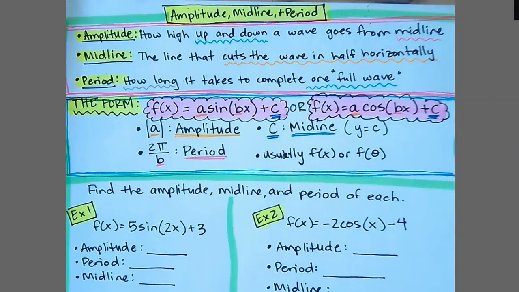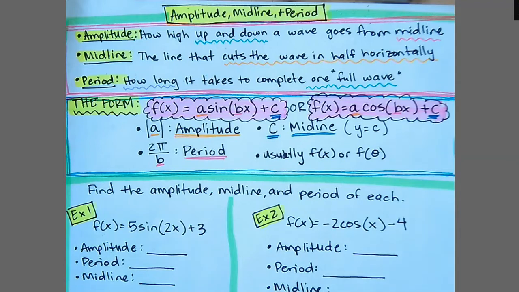Alright everyone, today what we're going to be learning about is amplitude, midline, and period. Last time we were talking about the sine and cosine function, and I sort of introduced you to amplitude, midline, and period, but we didn't exactly call it that. First we're going to start out with amplitude, which is just how high up and down the wave goes from its midline. So we also need to talk about what a midline is.